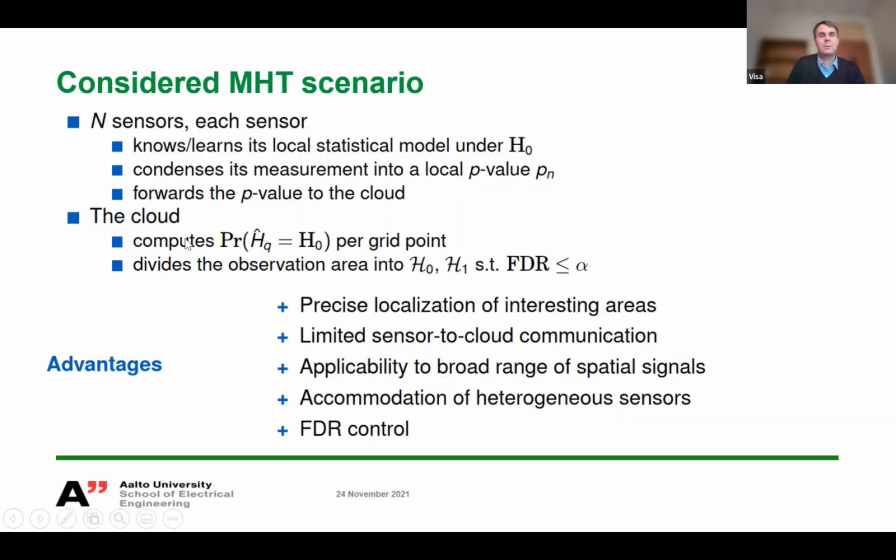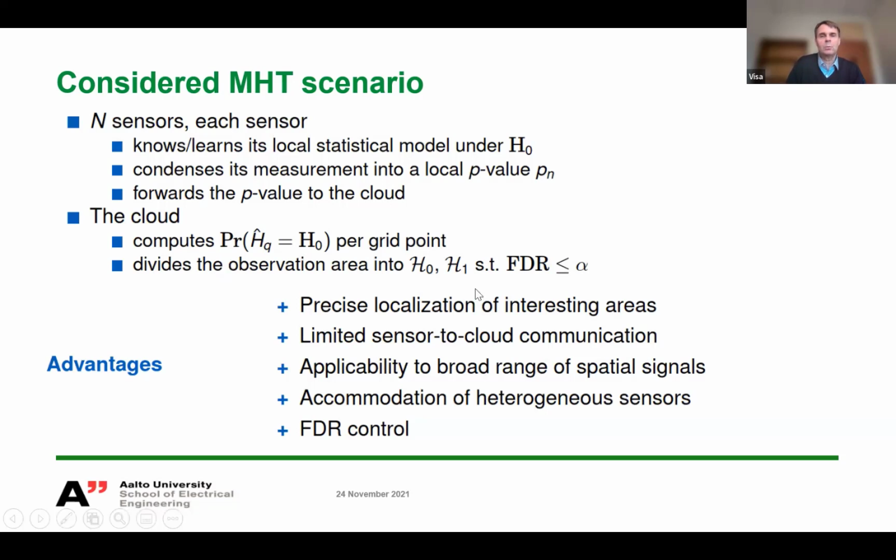And in the cloud, you compute the probability of the local decision statistic coming from this null distribution for each grid point. And then you wish to subdivide or segment these areas into areas associated with the null hypothesis and with alternative hypotheses, such that this FDR control is strictly enforced.